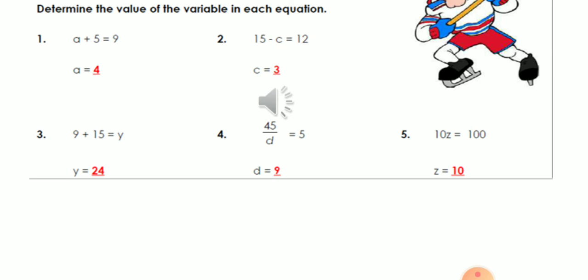Number 2. 15 minus c equals 12. So negative c here, when I move negative c to the other side, it will be positive c. Okay, and 12 goes to the other side by changing the sign, so it will be negative 12. So 15 minus 12 gives me 3. So c equals 3. 9 plus 15 equals y. So here y equals the sum of 9 and 15. Okay.